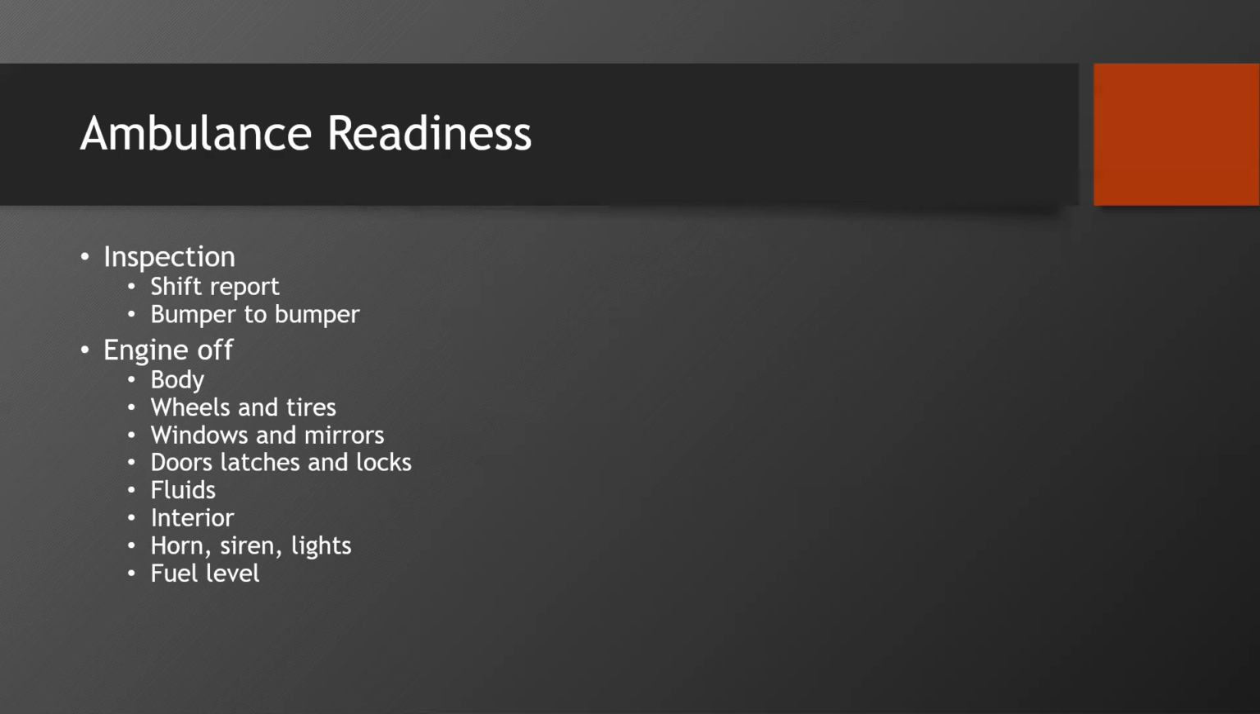Wheels, tires, windows and mirrors, door latches and locks, fluids, interior, horn, siren, lights. All these things have to work. All of your lights have to work. If you have one light out in the back, technically you should be out of service. Now I know realistically, sometimes that one LED up in the top corner went out and we ordered the new one. Okay, I understand all of that.